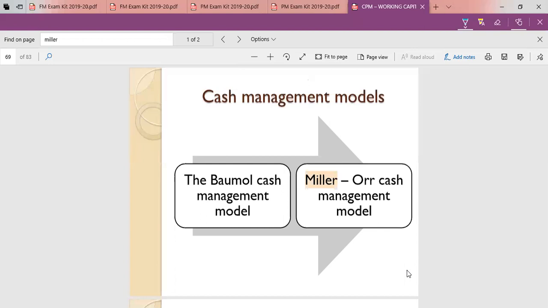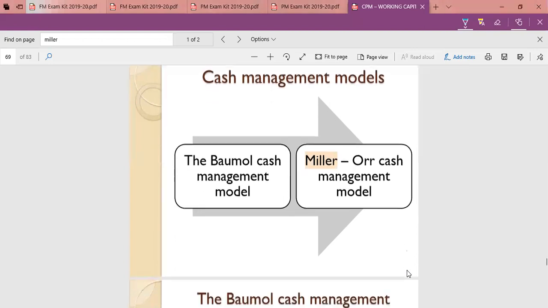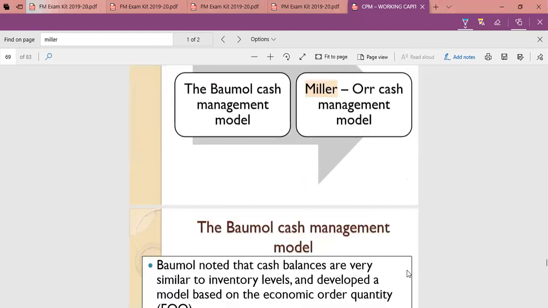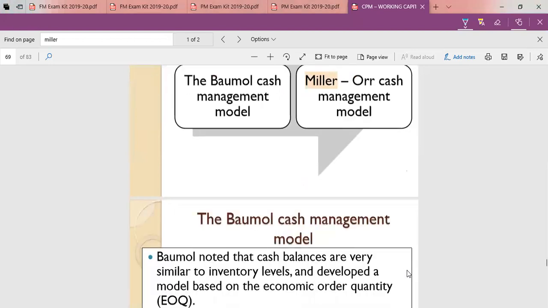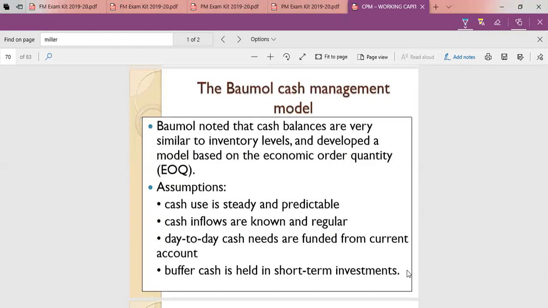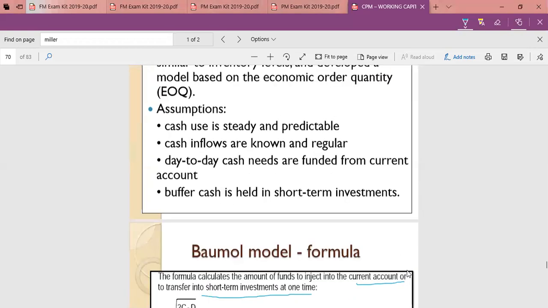There are two models which are covered in our syllabus. The first one is Baumol's cash management model. The second one is Miller-Orr cash management model. Yesterday we learned about EOQ under inventory management system. The same is the logic here. Also we apply it under Baumol cash management model. So Baumol cash management model is given as a formula.